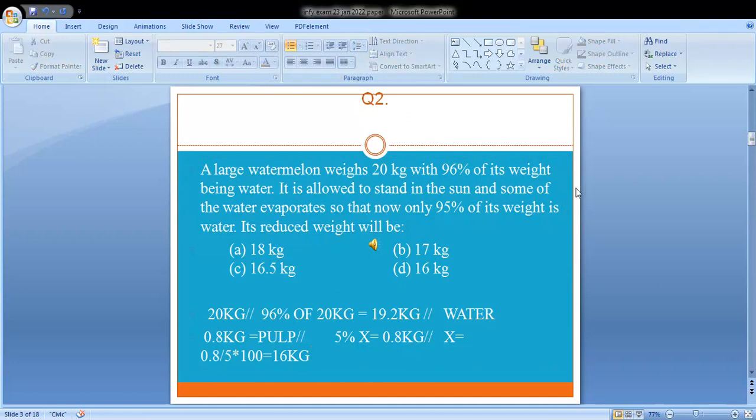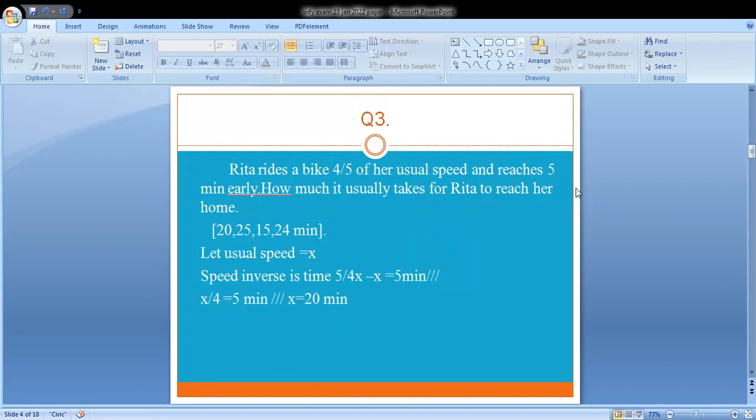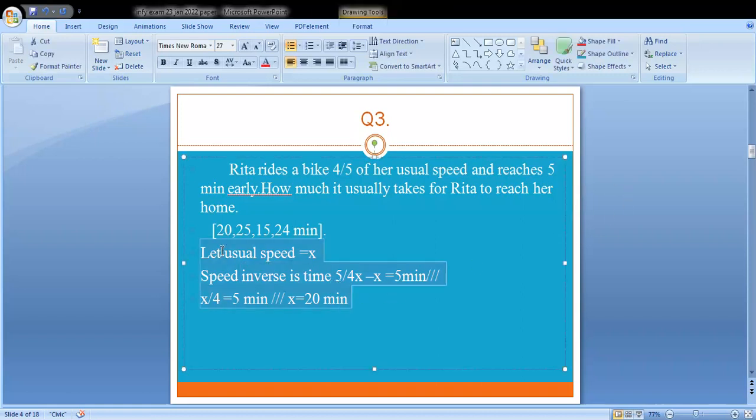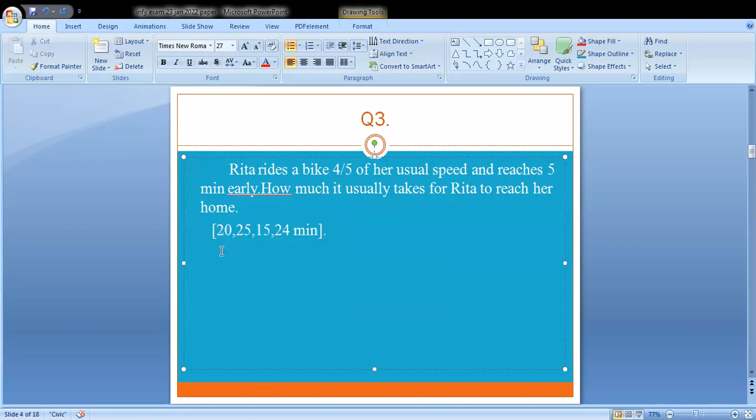Let us see the third one. Rita rides a bike at 4 by 5 of its usual speed. So what is meant by speed and time? There is a relationship. If you inverse the speed ratio, you'll get a time ratio. If 4 by 5 is her speed ratio, if you reverse it, 5 by 4 will be her time ratio.